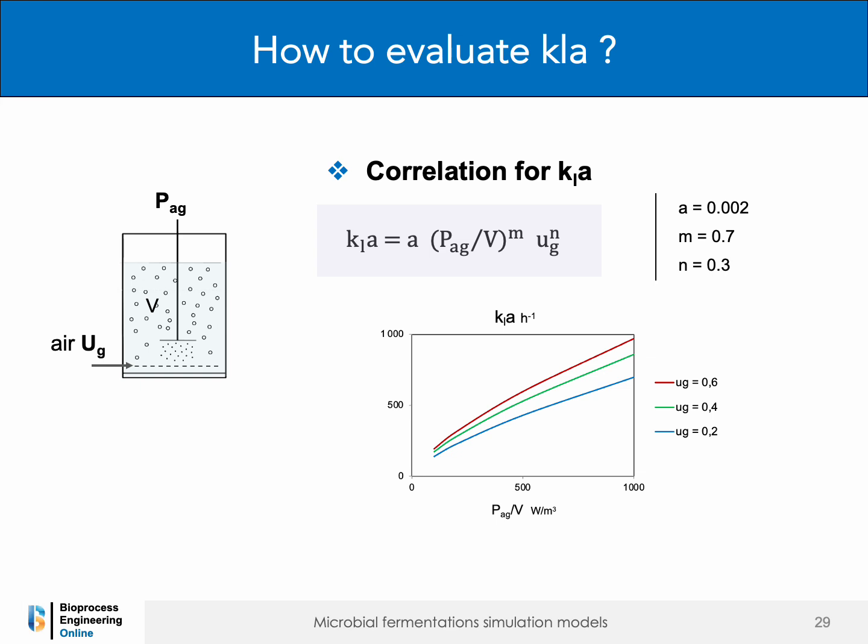In aerated fermenters, the increase in the volumetric oxygen transfer coefficient KLA with rising agitation power and airflow rate can be described by an empirical correlation of the form KLA equals A (PAG over V)^M UG^N, where PAG over V is the volumetric agitation power, UG is the gas superficial velocity, and A, M, and N are empirical constants that depend on the fermenter design and scale. Typical values for large-scale agitated fermenters are A equals 0.002, M equals 0.7, and N equals 0.3.